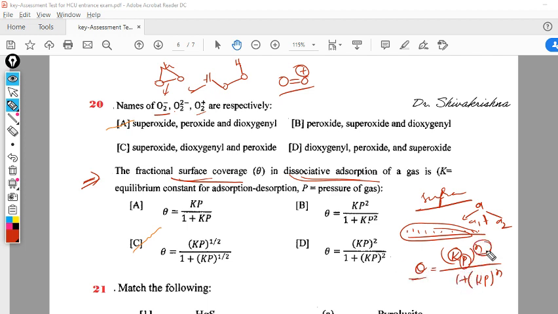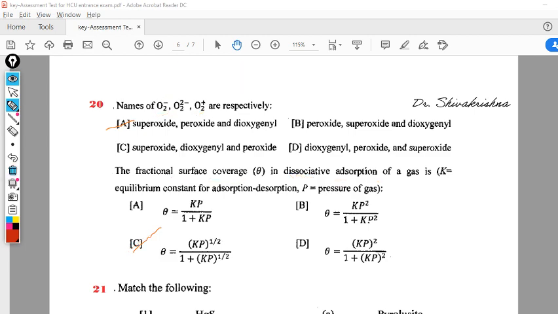N is the number of parts it is going to dissociate into. So it is dissociating into two parts, so it is 1 by n, which is 1 by 2. So this will be the correct answer. Okay. Next.